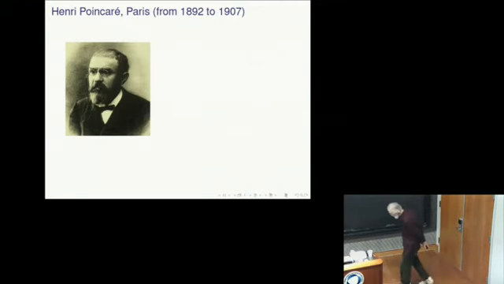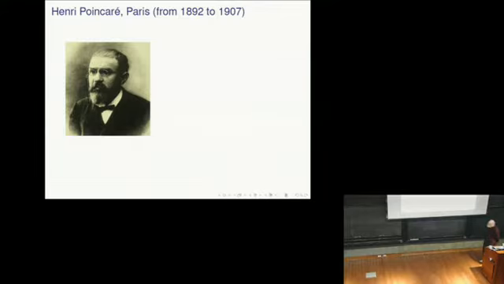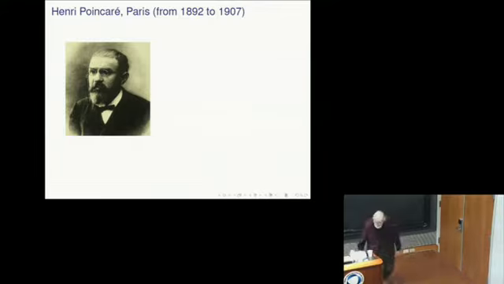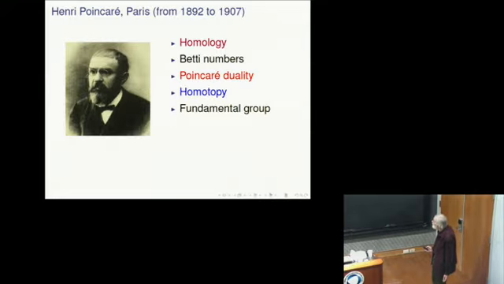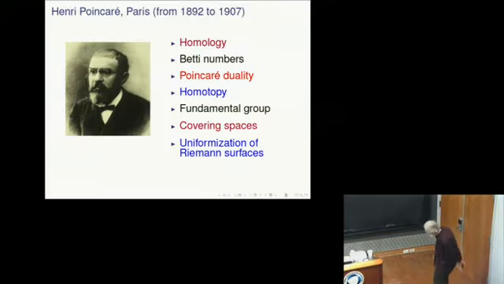Okay, the father of modern topology in any reasonable sense is clearly Poincaré. He did so many things. He introduced homology, Betti numbers, Poincaré duality, homotopy, fundamental group, covering spaces. And since I'm talking about surfaces, I especially want to emphasize the uniformization theorem for Riemann surfaces, which was something that he worked on for years, but finally proved only in 1907.